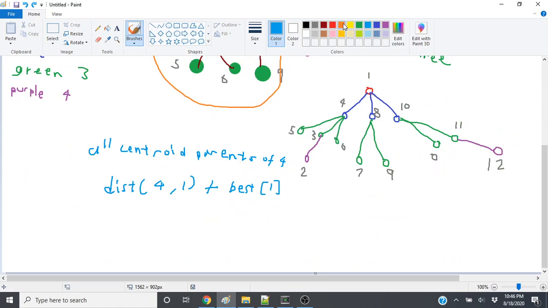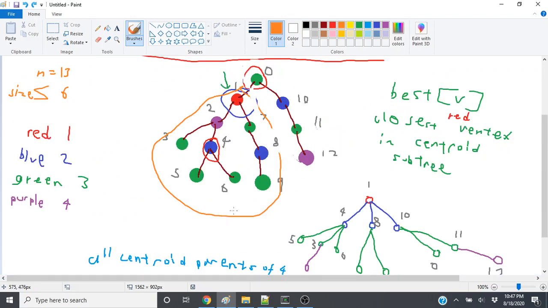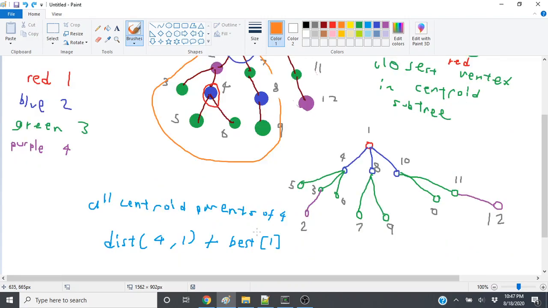So we use the distance function because it can compute the distance between any two vertices, no matter where they are, in O(log n). And because we changed the definition of best and the definition of dist, even though we changed them, it's still easy to compute. So that's how we handle queries.